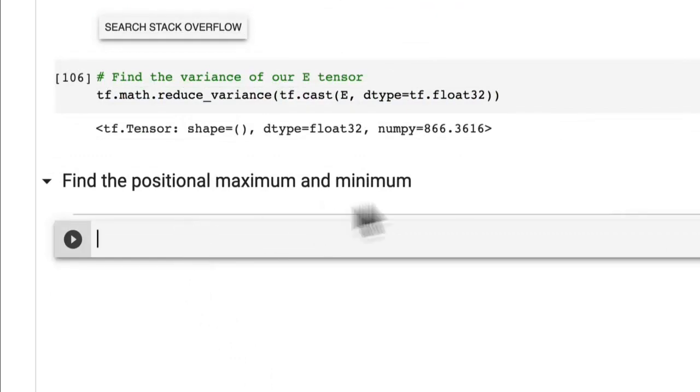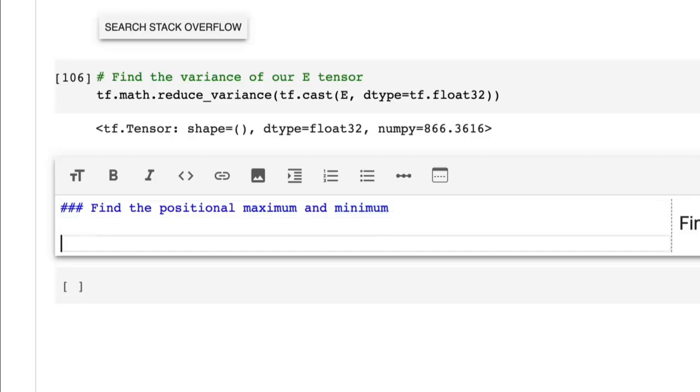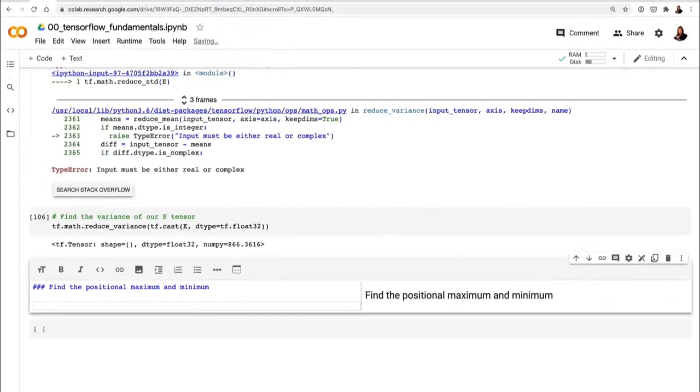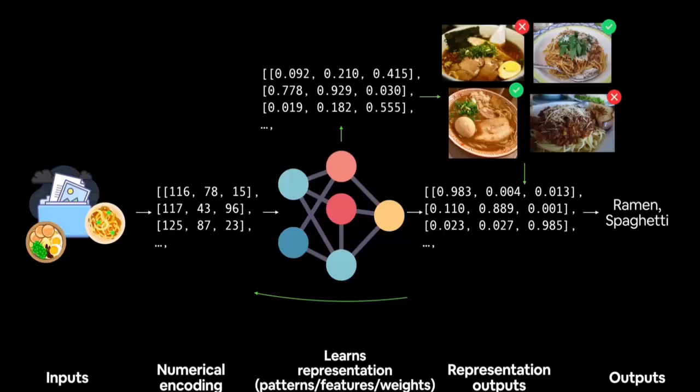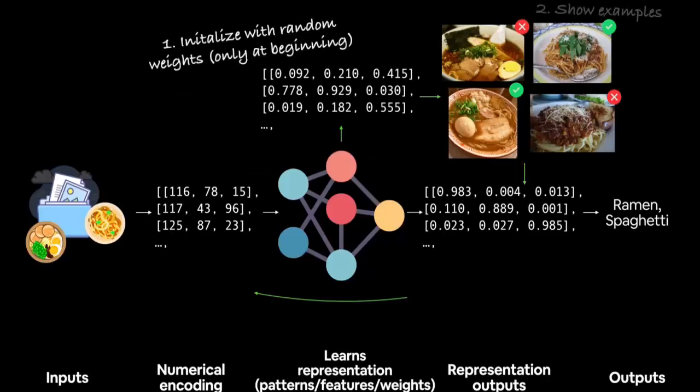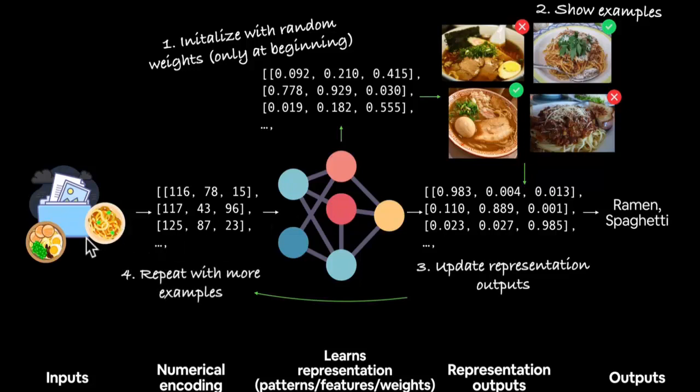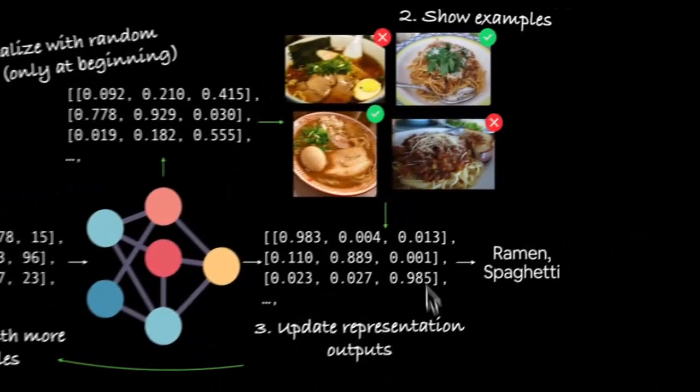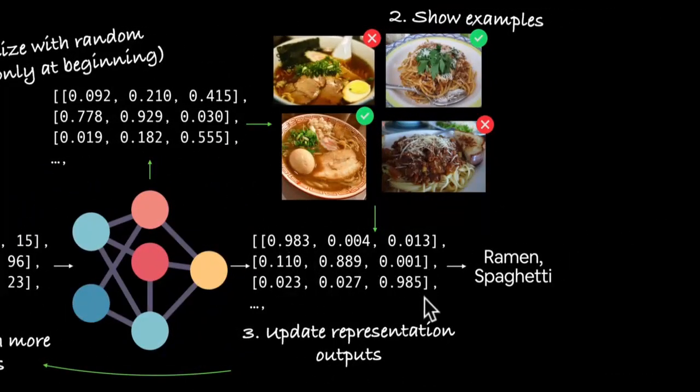Now, when might this be helpful? Well, you're going to see this a lot when your neural network outputs prediction probabilities, which we haven't seen yet. But if we go here, remember our little example where we got our images, input them into some numerical encoding, and they go through our neural network, which finds the patterns, adjusts its random weights that it initializes with, and updates its representation outputs. Oftentimes the representation outputs are referred to as prediction probabilities. So in this case, 0.983 is the highest number, then 0.04, 0.013.